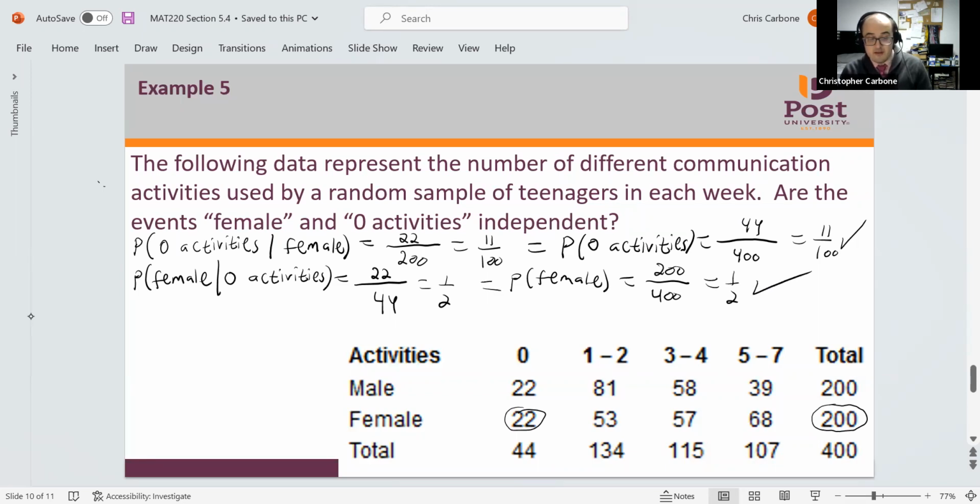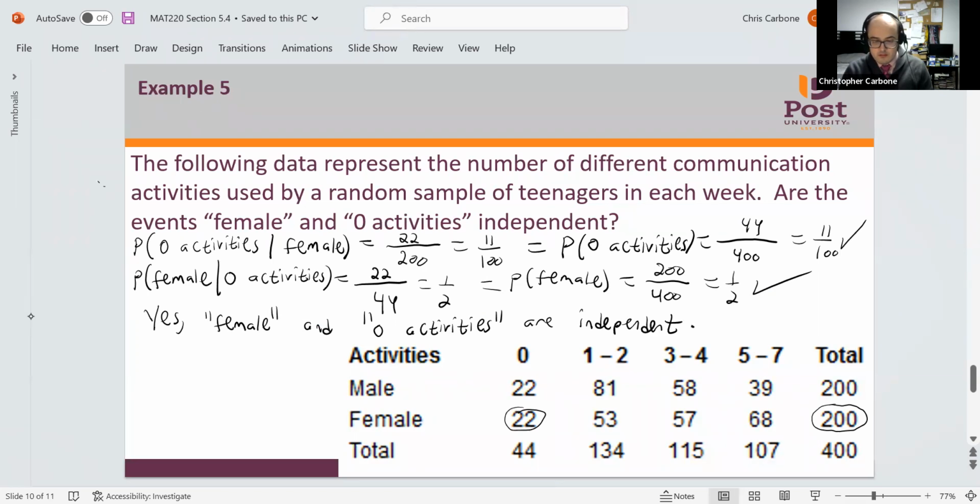So what does that mean? That means yes, the events of female and 0 activities are independent, based on the example that we used.